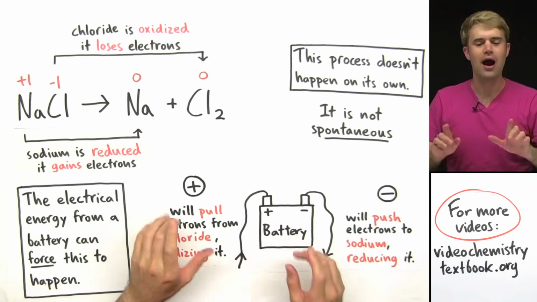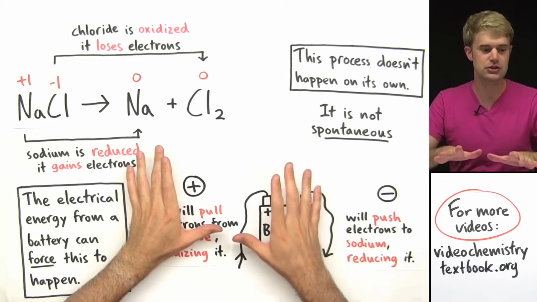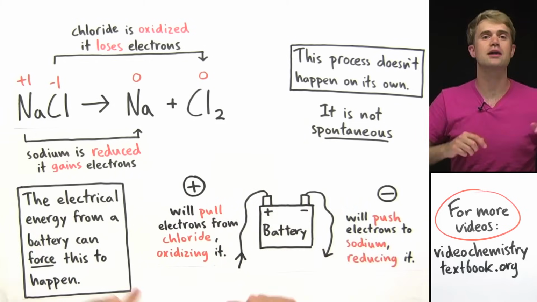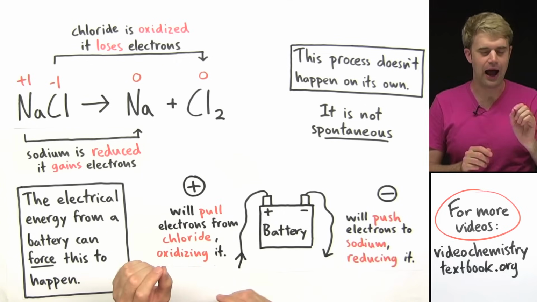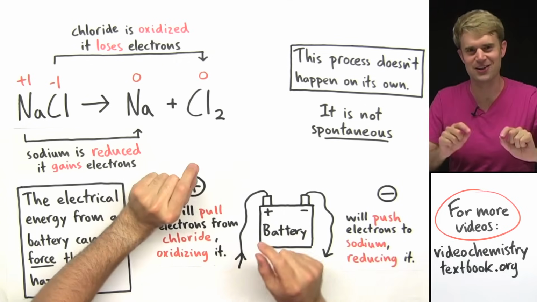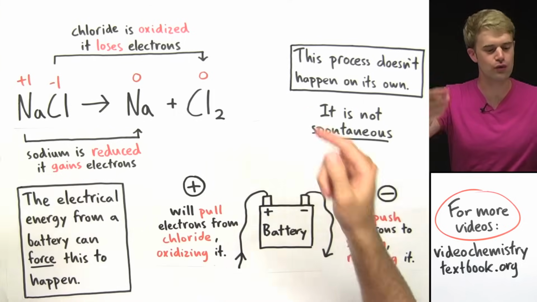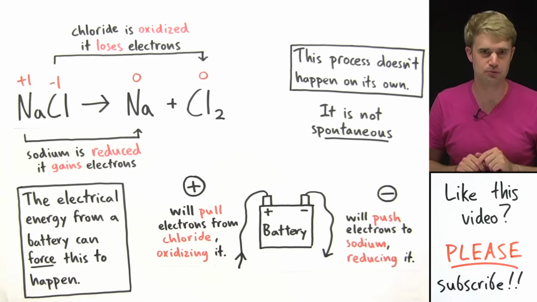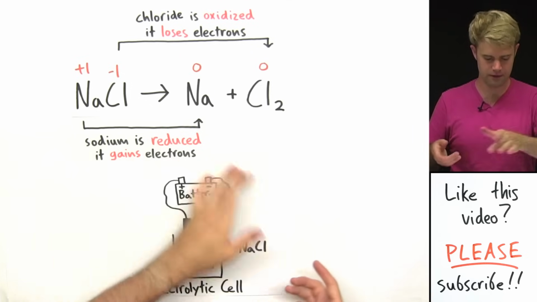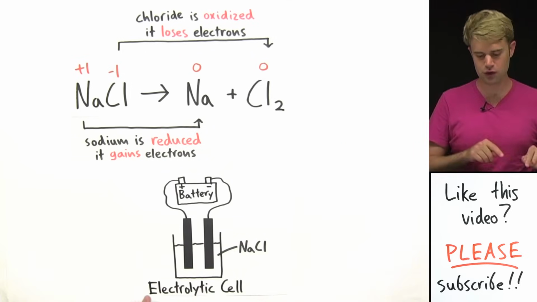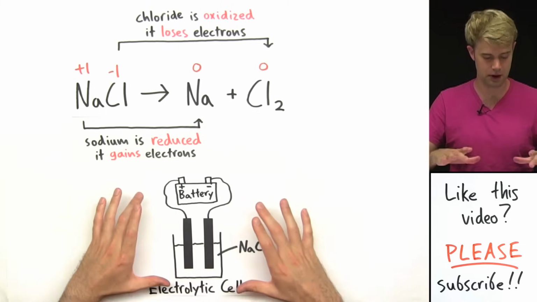So now, I want to show you the device that we use to do electrolysis and make this process happen. And then I want to use our atomic vision to see the atoms and electrons and how they move during this electrolysis process. So here's a picture of the device that we use to make this process happen. This is called an electrolytic cell, and it's got a couple of different parts.